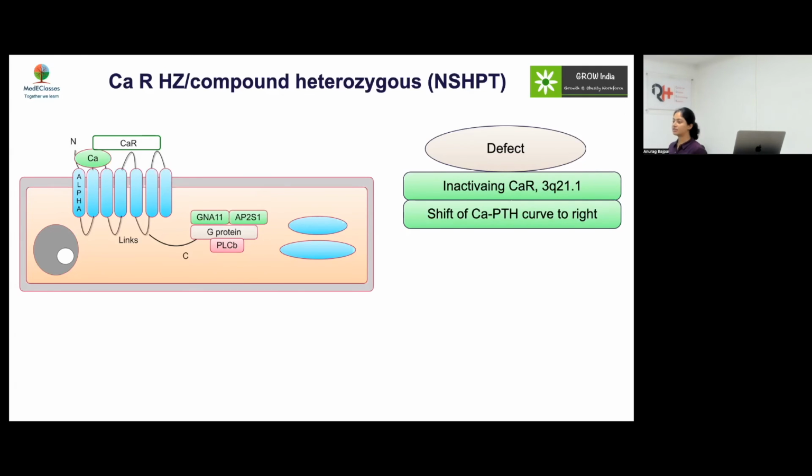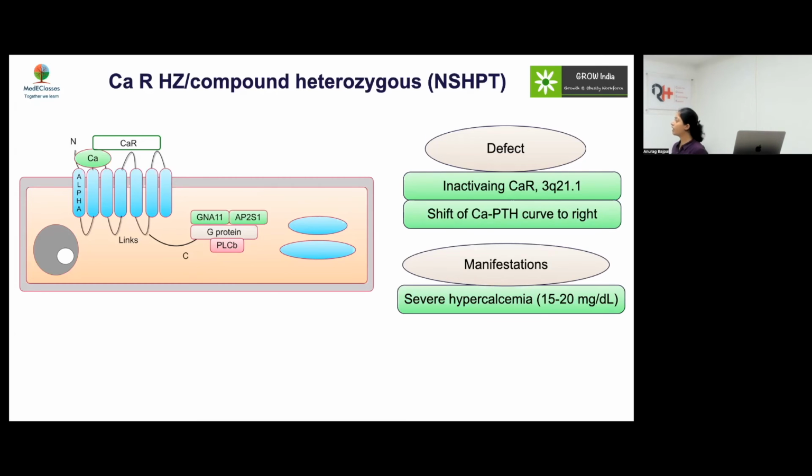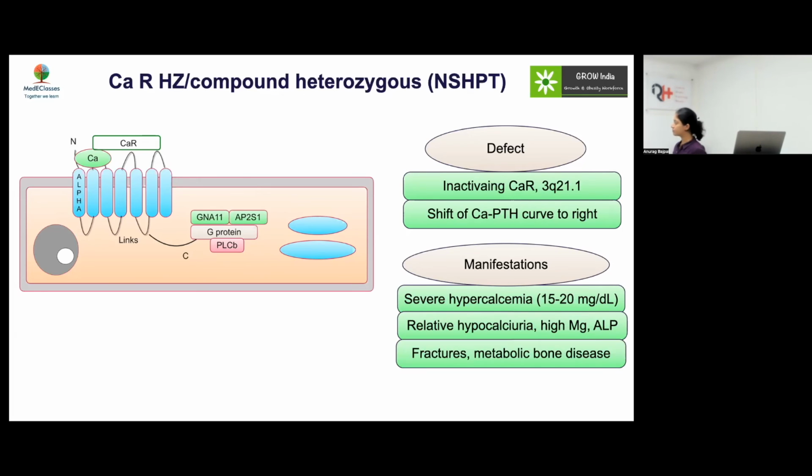And here it results in a shift of the calcium PTH curve to the right. These neonates present with severe hypercalcemia, with relative hypercalciuria and a high magnesium. A very important point to remember is that often you will not see features of nephrocalcinosis, because the calcium sensing receptor is defective. But if your levels are going like 20 and above, the filtered load is so much that you may still develop these features in that regard.